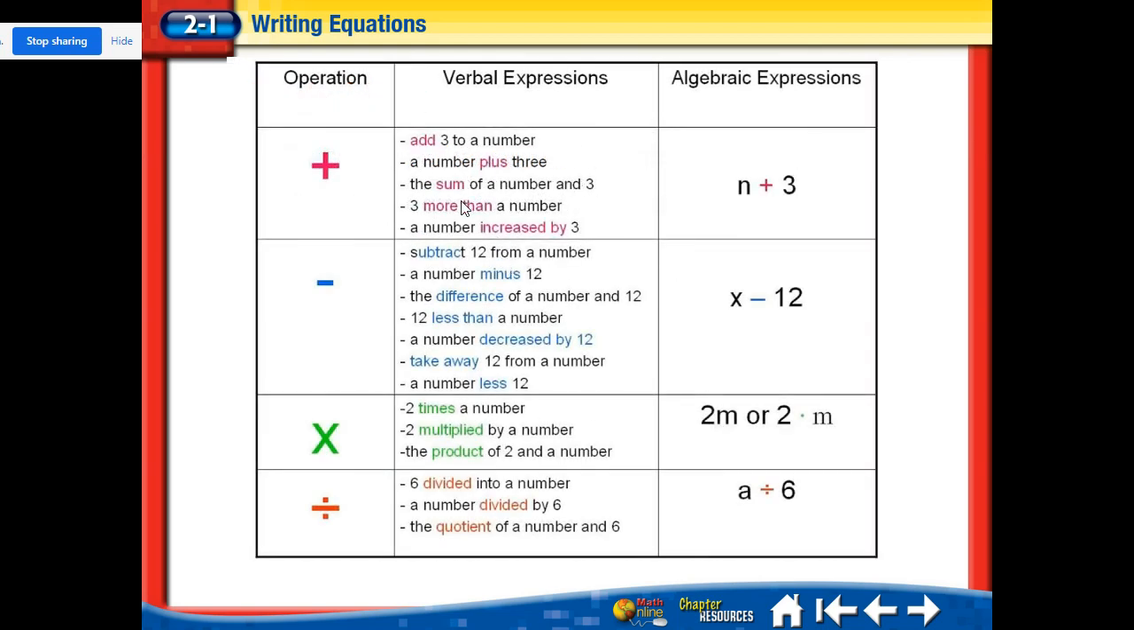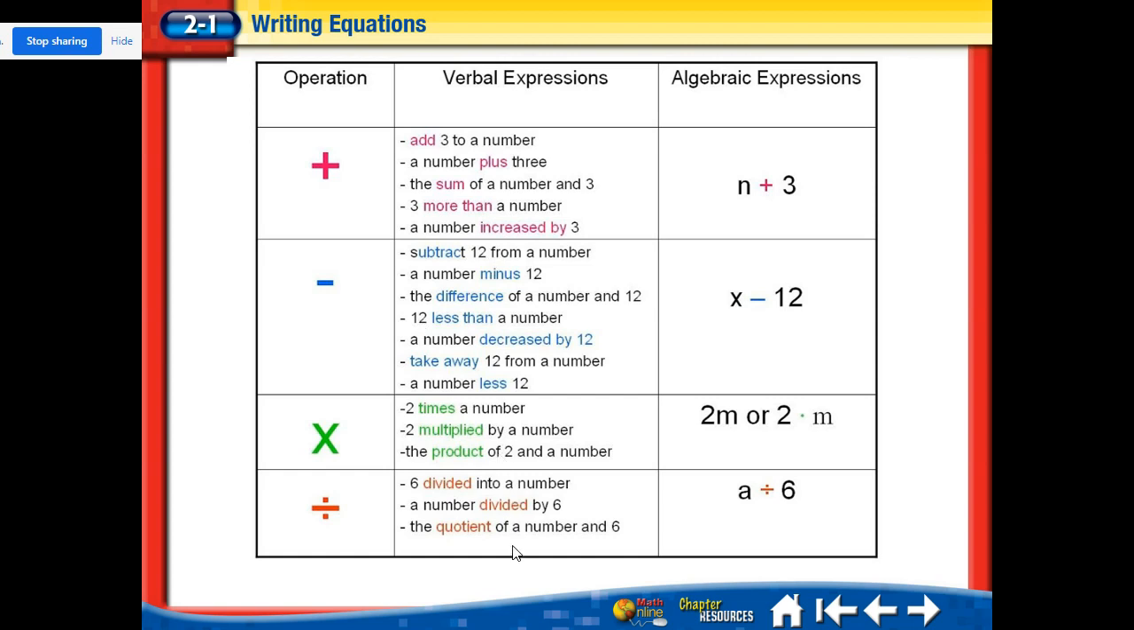And notice the colored letters here. So add, plus, sum, more than, increase by, those are all additions. Subtraction is subtract, minus, difference, less than, decrease by, take away, less. There's one in here that you have to be very careful of though. Look at this: 12 less than a number. Notice the way that this is written. This is backwards. And because of it being backwards like that, it still is x minus 12. It is not 12 minus a number. So please be careful of it when it says less than. That should key you in. That's a special one, always backwards.